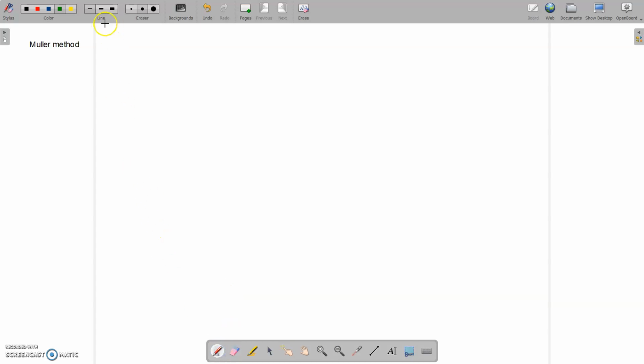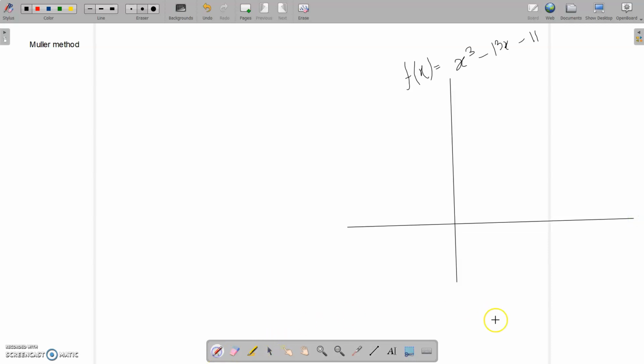Okay, so let's start with the Muller method. First you have a polynomial, so f of x equals, say for example, x cubed minus 13x minus 11, something like that. So this polynomial has a curve. You can check the shape of the curve using MATLAB. I have not checked, you can check it by yourself. For now let's just assume the curve looks like this. So this is my polynomial.